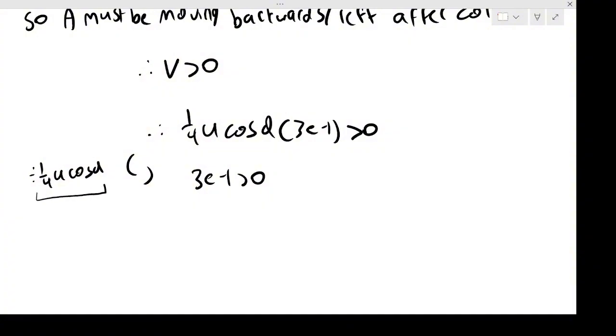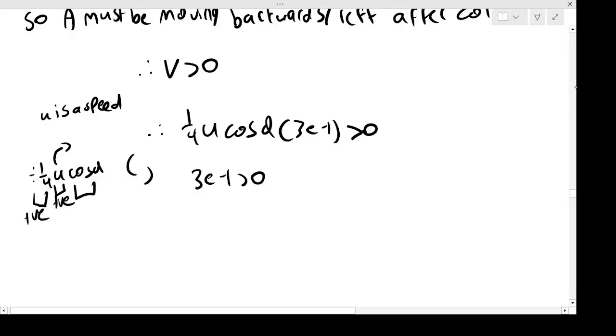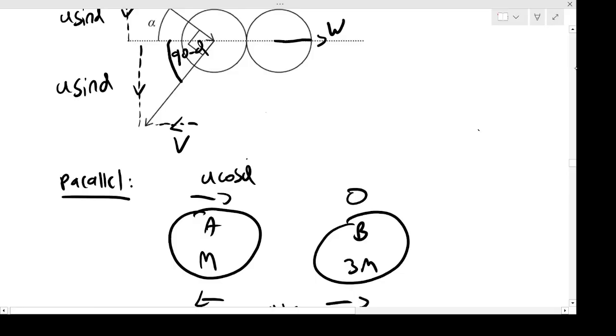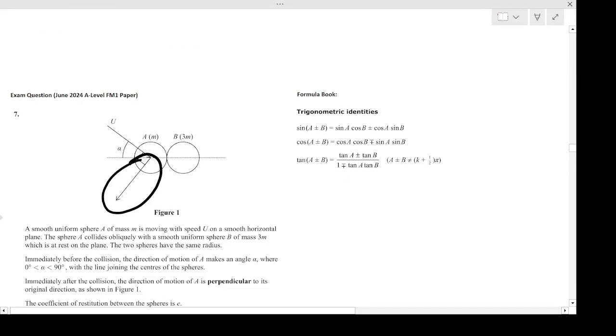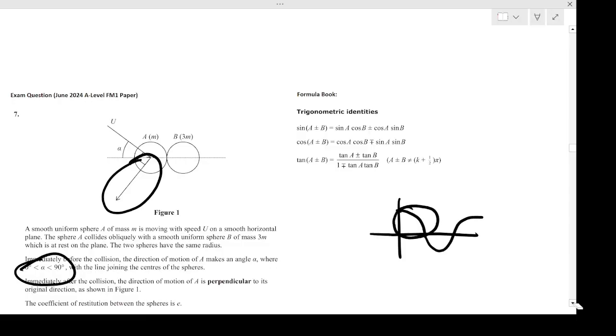Now, the reason we can do this, firstly, U is a speed quantity, so that forces U to be positive, because speed is positive, right? So U is positive, okay? A quarter is obviously positive. Now, what about cos alpha? We're told in the question, I believe, alpha is between 0 and 90. If you think about cosine, the cosine graph between 0 and 90 here is also positive.